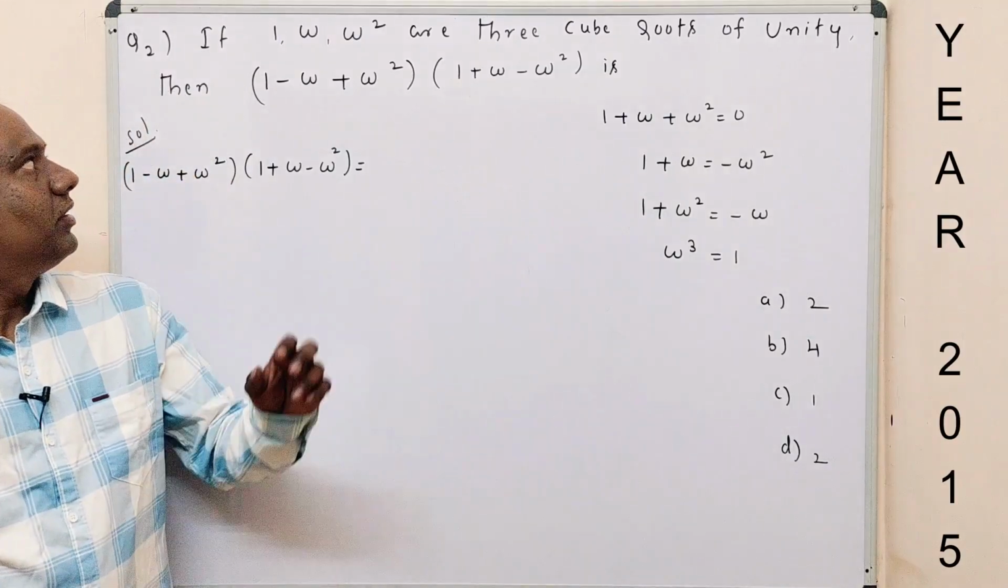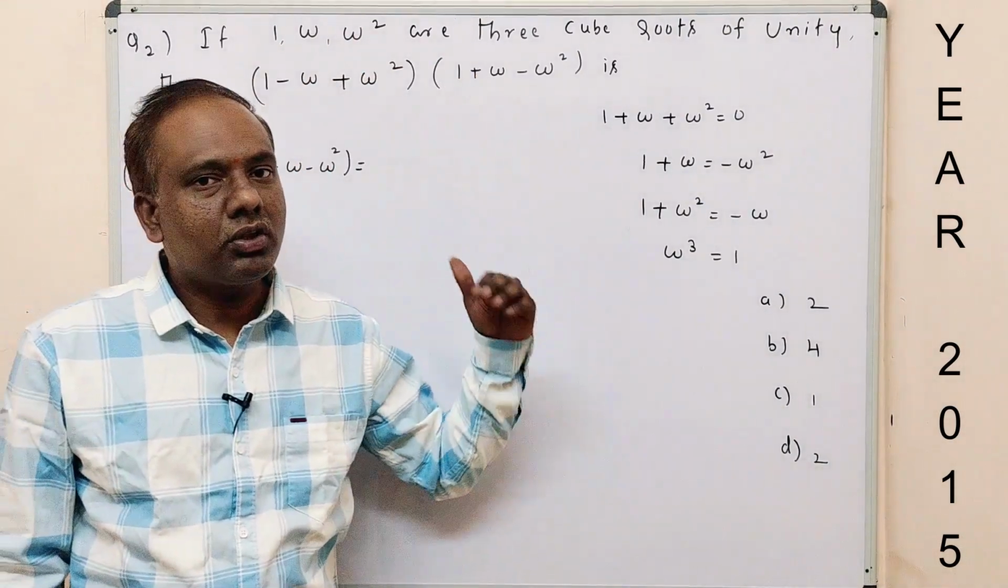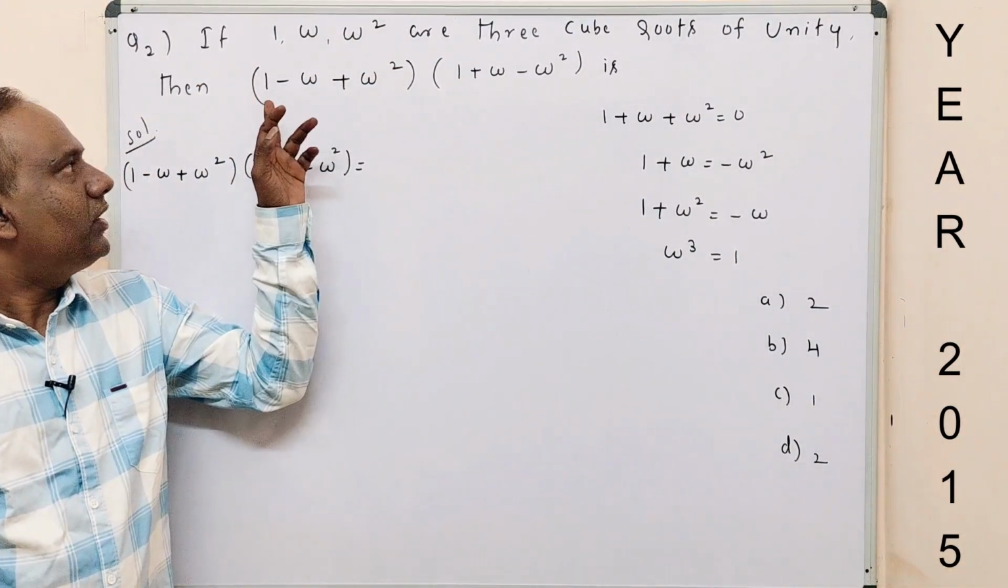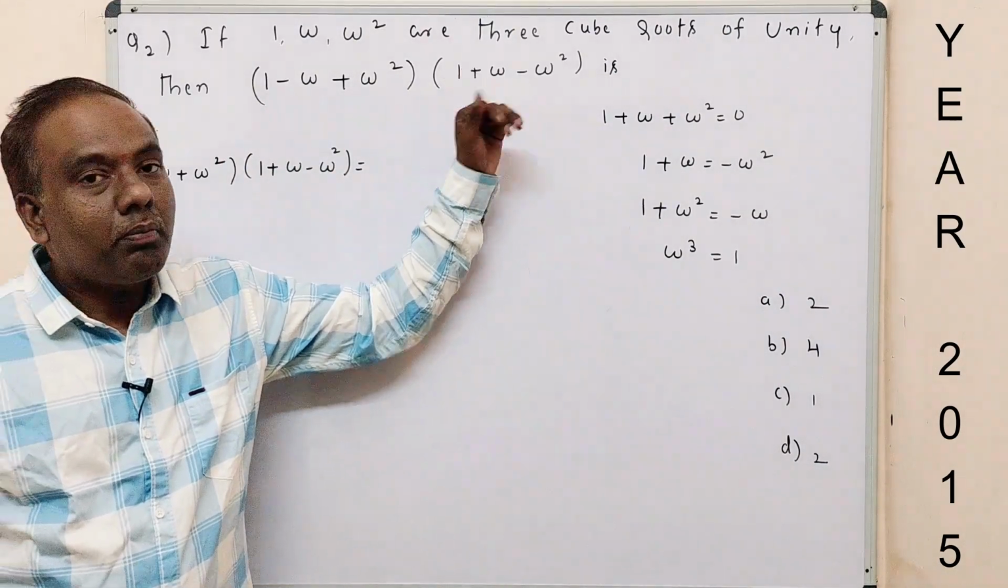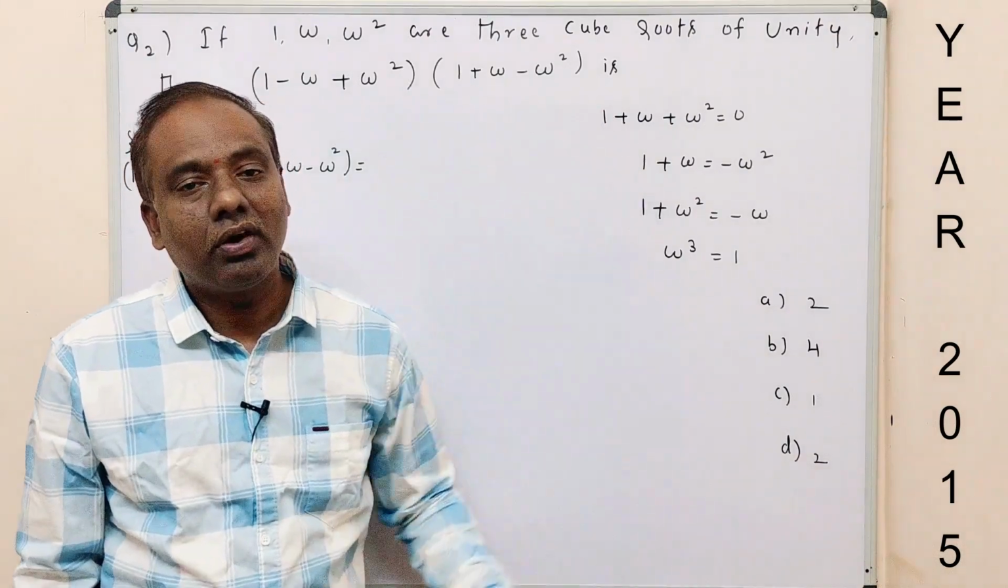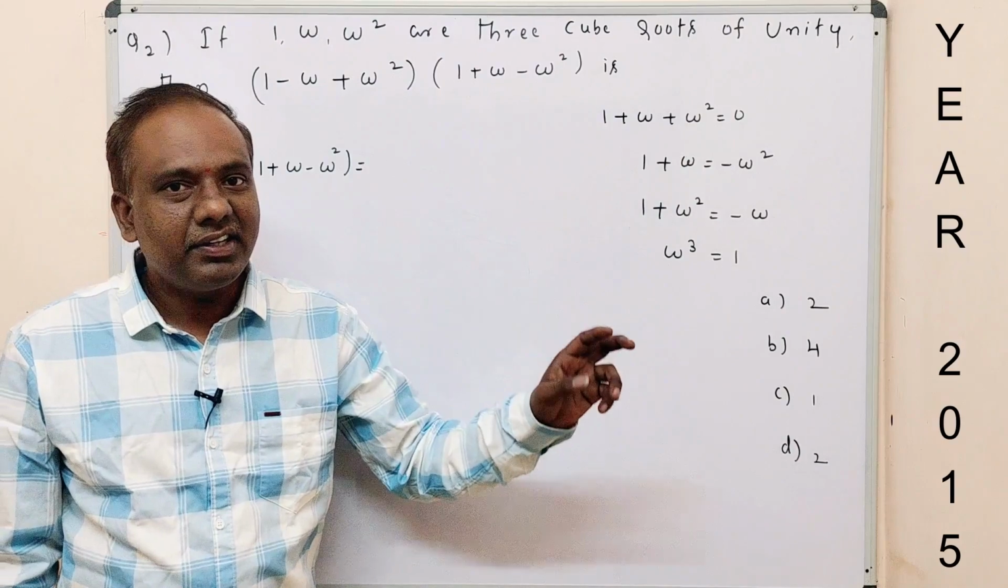The question is, if 1, omega and omega square are the 3 cube roots of unity, then (1 minus omega plus omega square) into (1 plus omega minus omega square) is what? So these are the options. So these are the conditions.